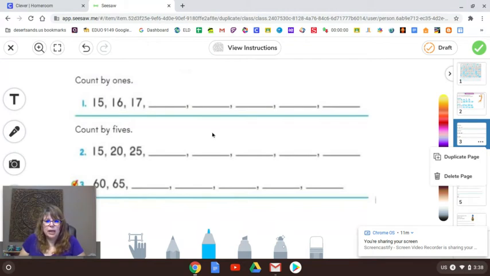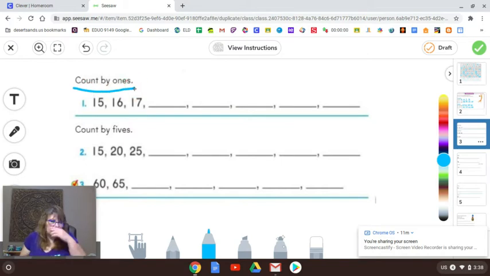Okay, so now I'm going to show you right here. The first thing we have to look at is the rule. What do they want me to do? The rule says that we're counting by ones. Oh, that's an easy one. I can count by ones. 15. Now we didn't start with 1, but we started with 15.